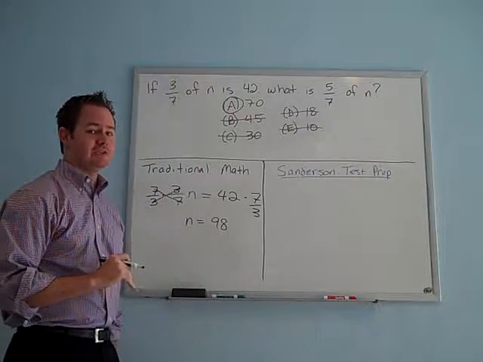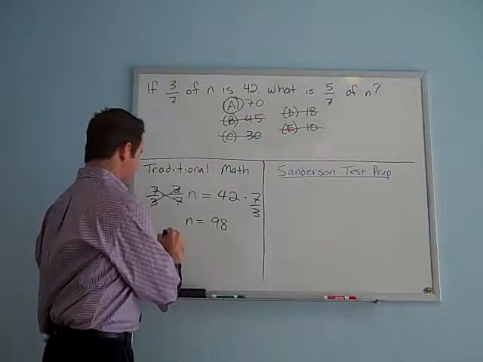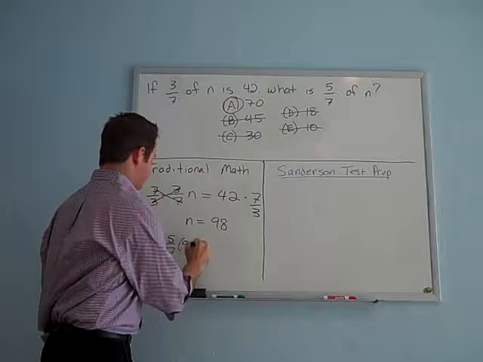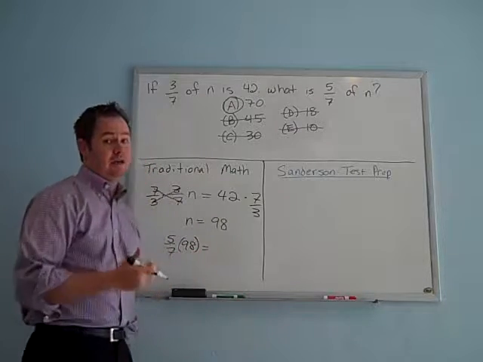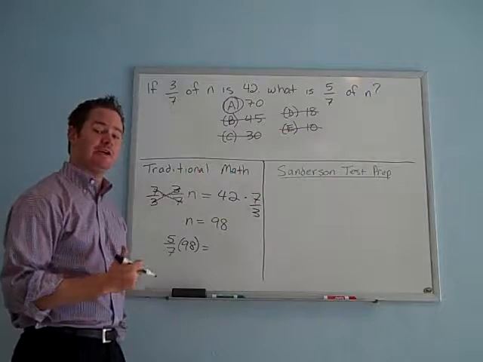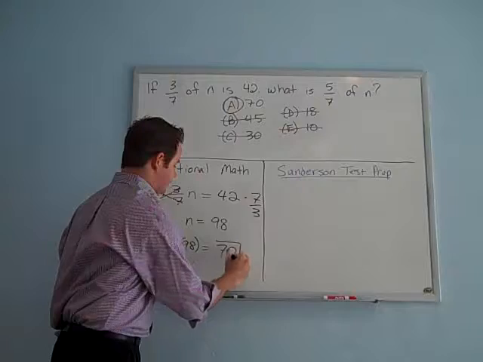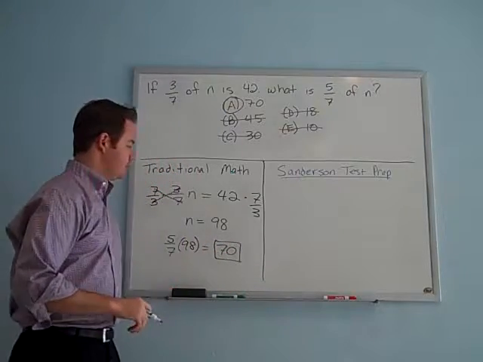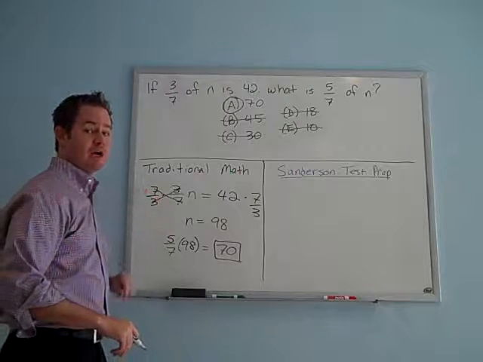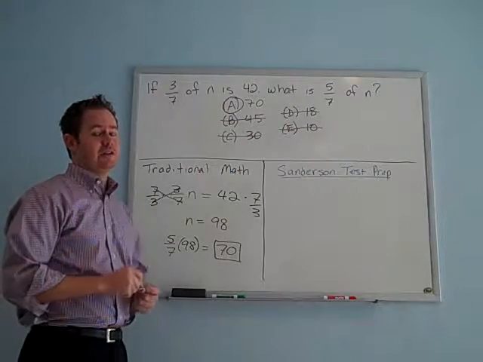But we're still not finished. We would still have to do yet one more calculation. Now we need to know 5/7 of 98. Again, a complex calculation that's going to require time for us to input into our calculators. Upon doing so, we get the answer of 70. So the same answer, yet we can see that this is much more complicated using traditional math, and it's going to end up taking us a lot longer on the test.